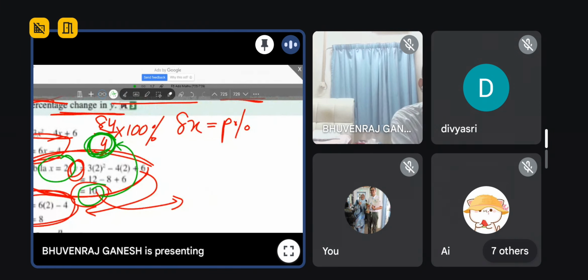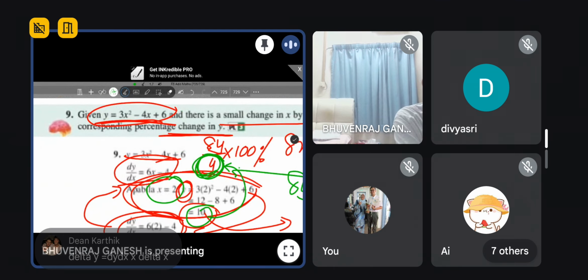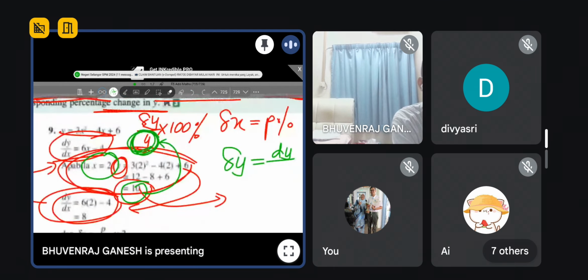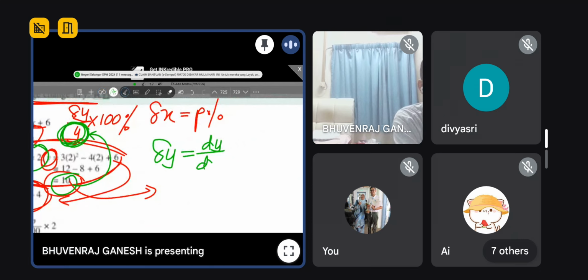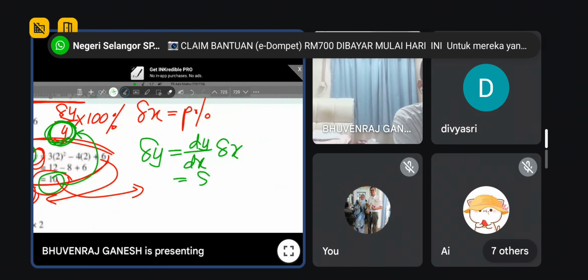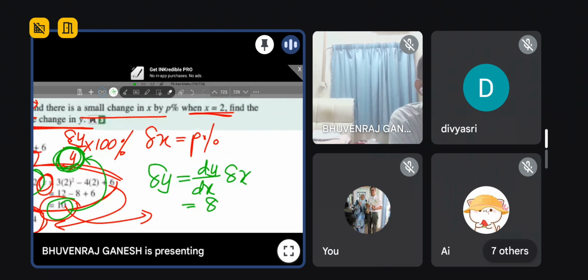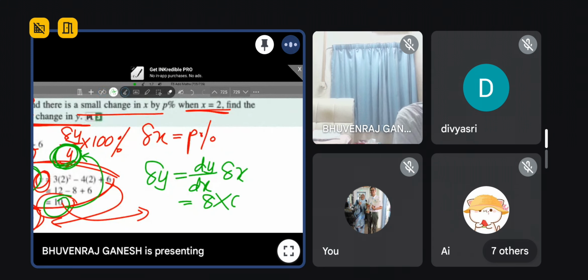So just now what did we all do, guys? When you have dy/dx, you can find your delta y. Am I right? Delta y is dy/dx times delta x. It's just a revision of the previous question, but a different value. So you just substitute dy/dx equal to 8 and delta x. Let me see. Delta x, you will get 0.02p.